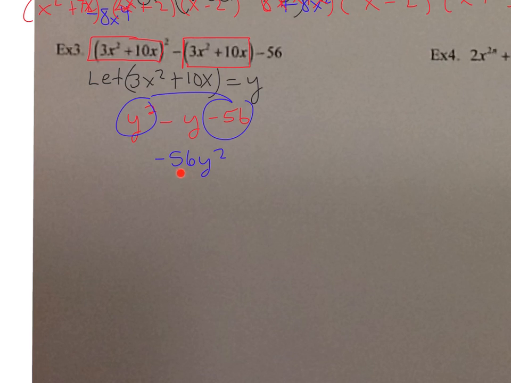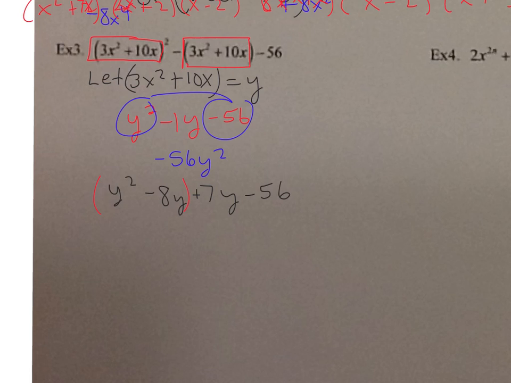What multiplies to 56 and subtracts to 1? Remember, there's really a 1 if there's no number written. So multiplies to 56 and subtracts to 1, that'd be 8 and 7. So it'll be 8y and 7y. Different signs, and I need to get negative 1 when I combine like terms. So it has to be negative 8 and positive 7. Bring down the negative 56 and the y squared.